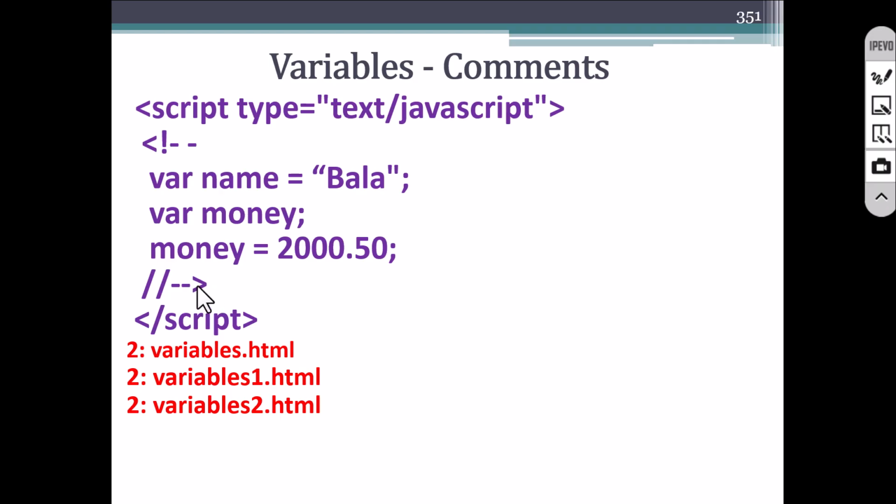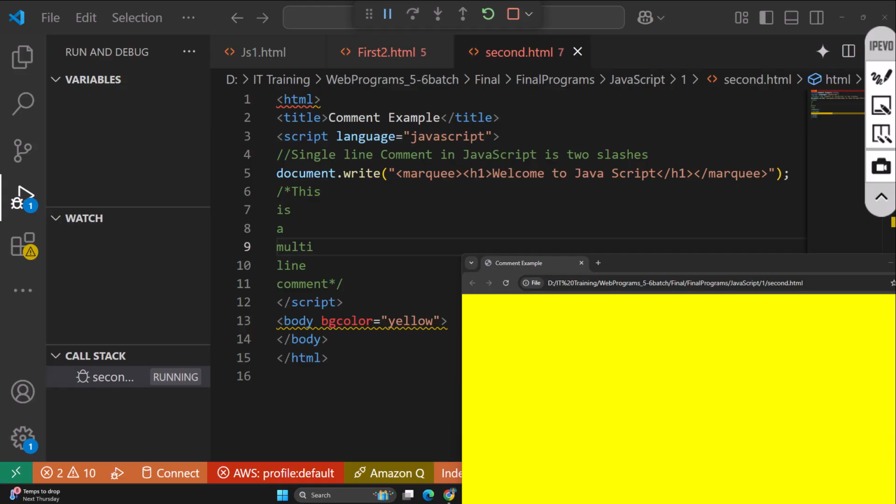The next program we are looking at has JavaScript, and then I have a single line comment and document.write. I am using marquee, so that is why your text is rolling. Marquee and h1, and I used body. This is not a good way to do background color. We have to use CSS, but I just used it. To use a background color, always use CSS.